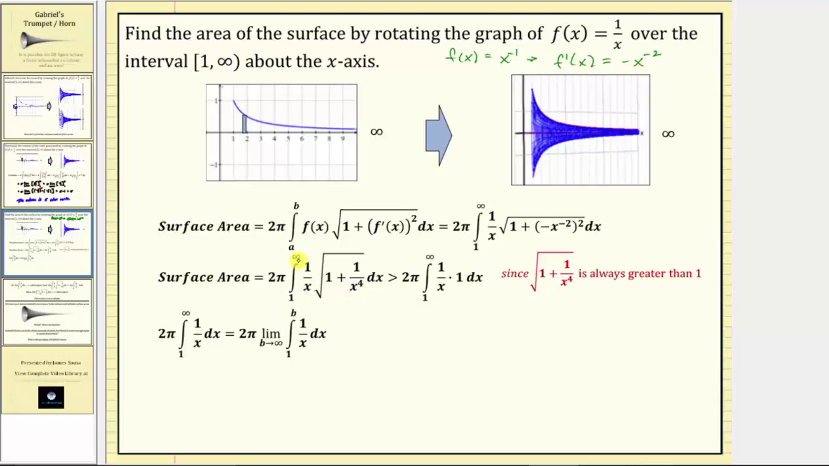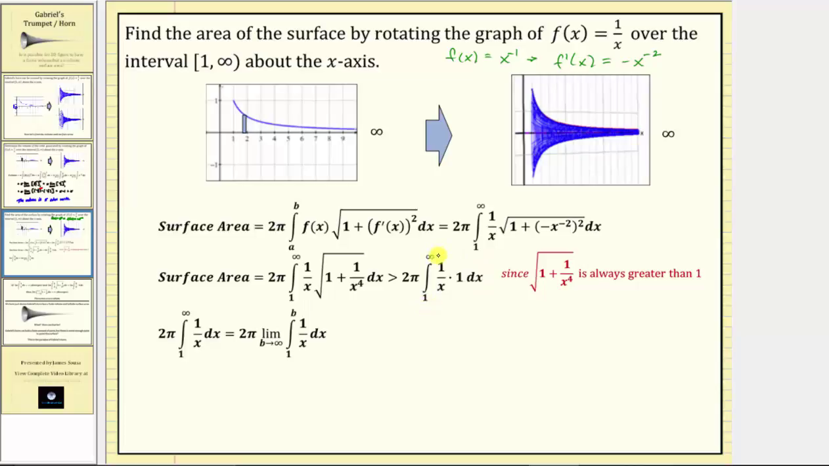Notice over the interval from 1 to infinity, the square root of 1 plus 1 divided by x to the fourth is always going to be greater than 1, and therefore, if we substitute 1 for the square root, it would give us this improper integral, and again, because the square root is always greater than 1, this integral is going to be less than the integral equal to the surface area. Or we can say the surface area is greater than this improper integral. Let's evaluate this improper integral and see what we get.